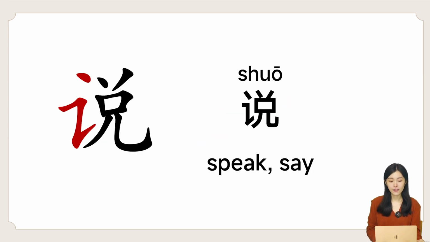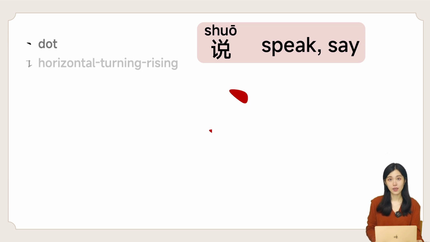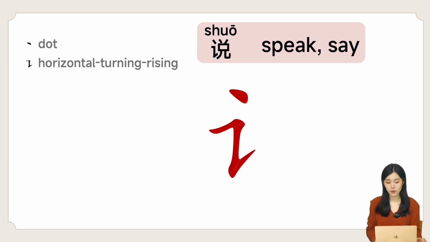说, it also has the speech radical, and 说 means speak or say. Please read it after me. 说. Try to guess the writing order of this character. Yes, start from the speech radical. We write the dot on the top, and then the horizontal turning rising. Now move on to the right part. We also write the right part from the left to the right and from the top to the bottom. So first we write the dot on the left top, and then the left falling on the right top.